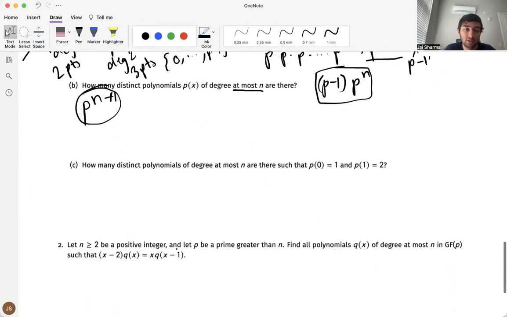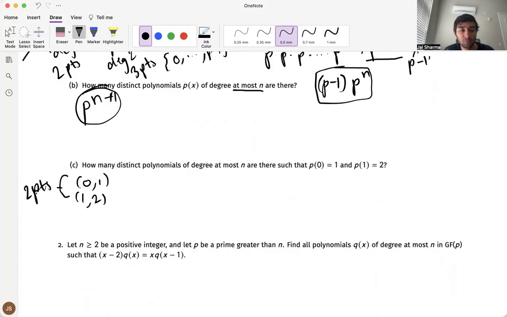Okay, how many distinct polynomials of degree at most n are there such that p of 0 equals 1, p of 1 equals 2? Remember, this is essentially the same as saying 0, 1. This is 1 point, and then 1, 2. This is another point. So far, we've specified 2 points. And if we have degree at most n, that means that we can have n plus 1 points. We need n plus 1 points in order to specify a degree n polynomial.